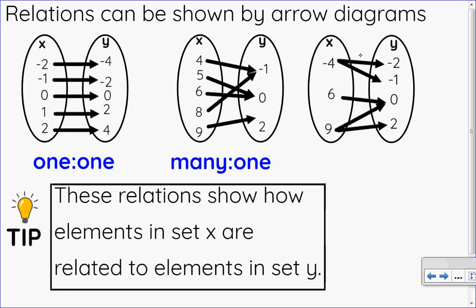In the last example, you can see I have one X value going to many Y values. This is called a one-to-many relation.